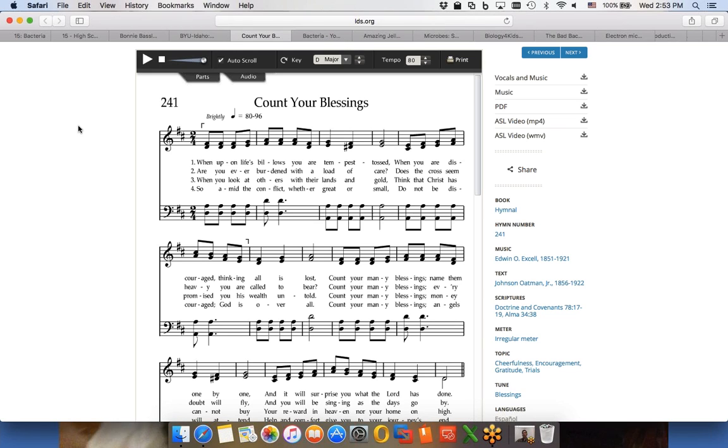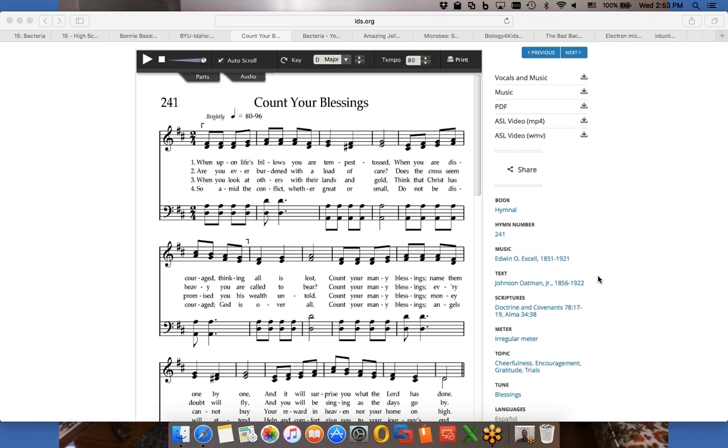Count Your Blessings. Do you have a favorite hymn that you like to sing as an expression of gratitude to God? Anyone? Anna also says that she likes Count Your Blessings. Yeah. I remember singing this one again.